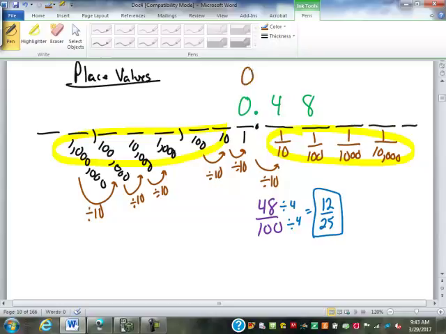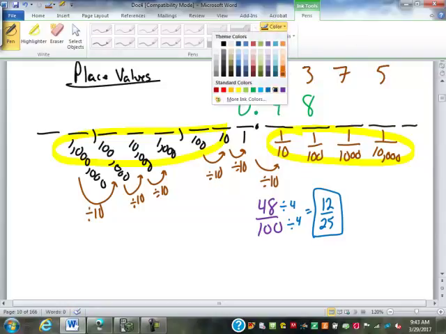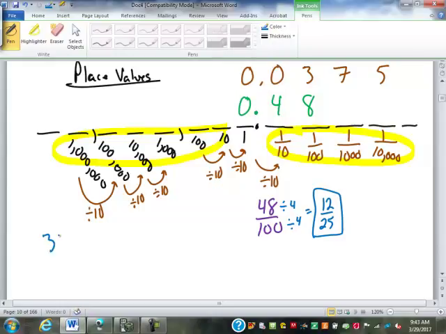If I have 0.0375, so that is 375 over what? Yeah, that last digit is in the 10,000s place. That's 10,000s.